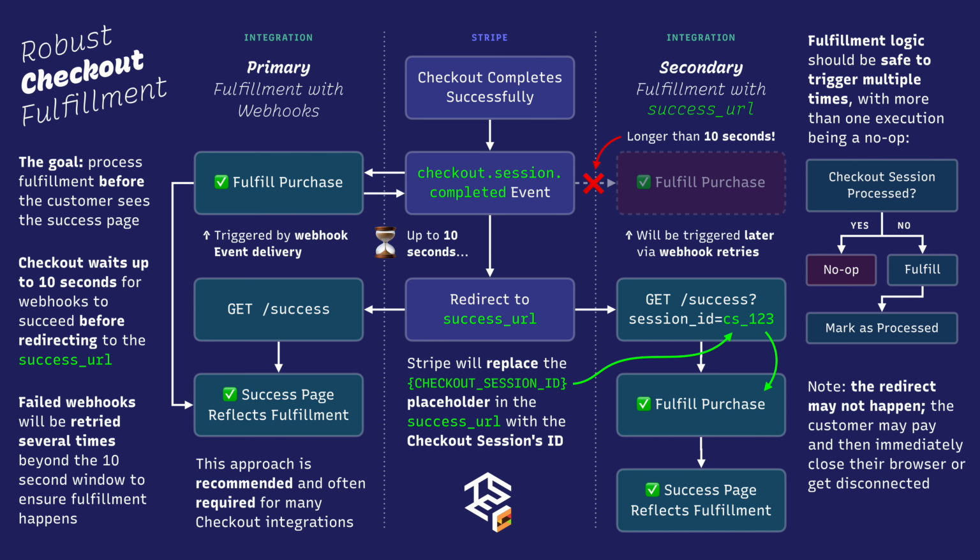One other thing to note, it's important to remember the redirect to the success URL may not happen. The customer may complete checkout and then immediately close their browser or get disconnected, which means the success page may never be requested or load. Triggering fulfillment using the success URL should always be a secondary enhancement instead of being relied upon as the only means of fulfillment. Webhooks should be used as the primary approach, as Stripe's robust retries will make sure all successful payments are eventually accounted for.